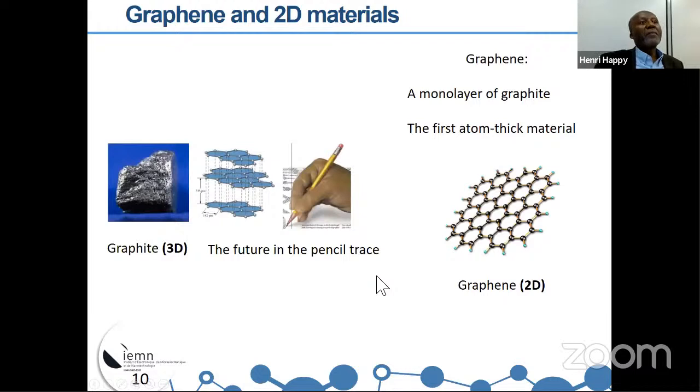So the example I will use today is graphene, and graphene is a well-known material now, but you are probably familiar with graphene. It is a monolayer of graphite. That means it is composed of a single layer of atoms in a 2D direction.